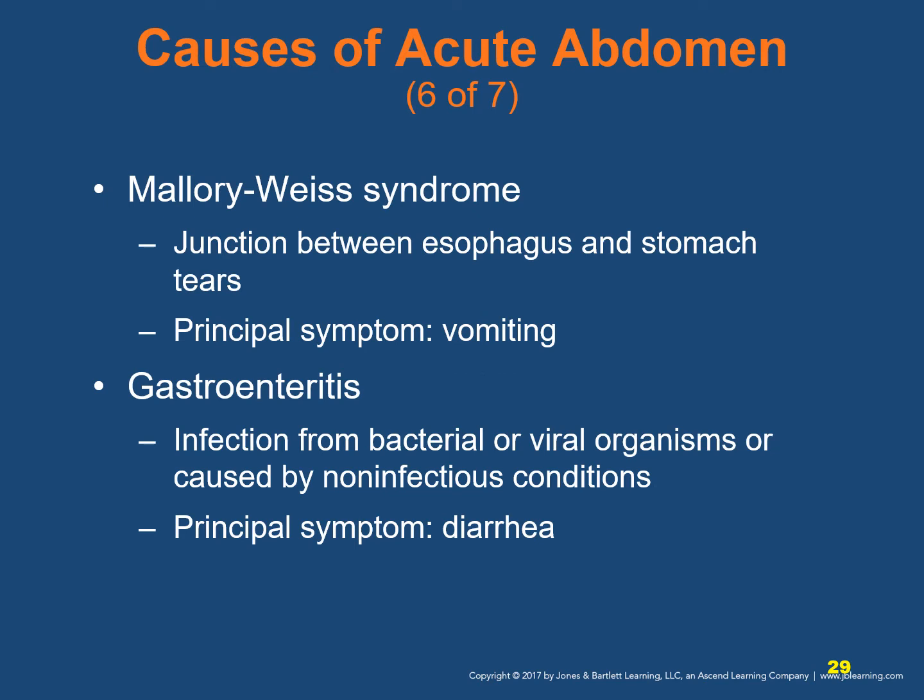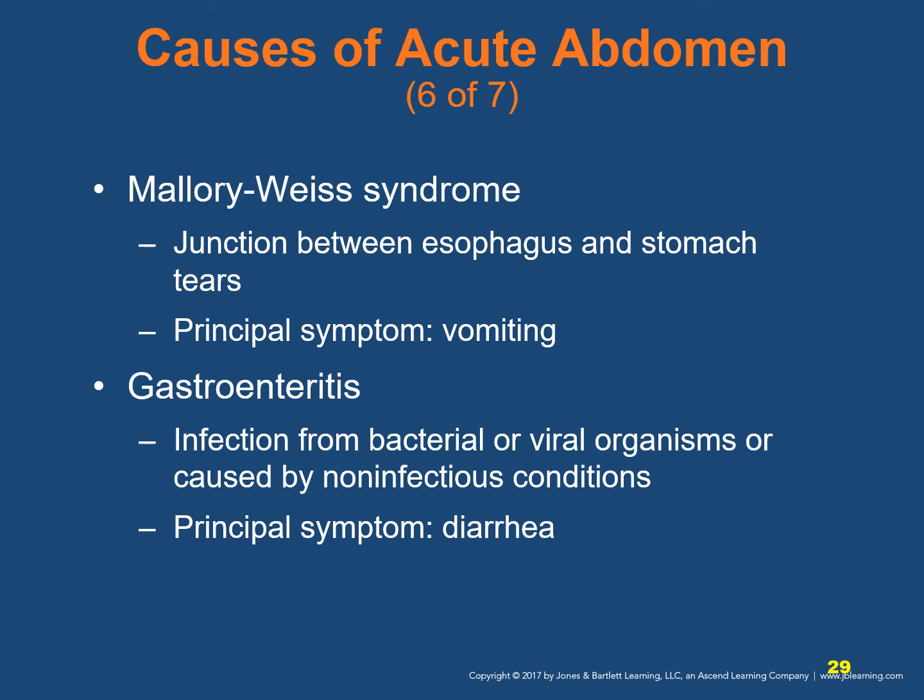Mallory-Weiss syndrome is what we're going to talk about now. The junction between the esophagus and the stomach can tear. When it tears, it causes severe bleeding and possibly death. The primary risk factors are alcoholism and eating disorders. Now, it is prevalent in older adults and older children, and vomiting is the principal symptom. In extreme cases, patients may experience signs and symptoms of shock, upper abdominal pain, hematemesis, and melena.